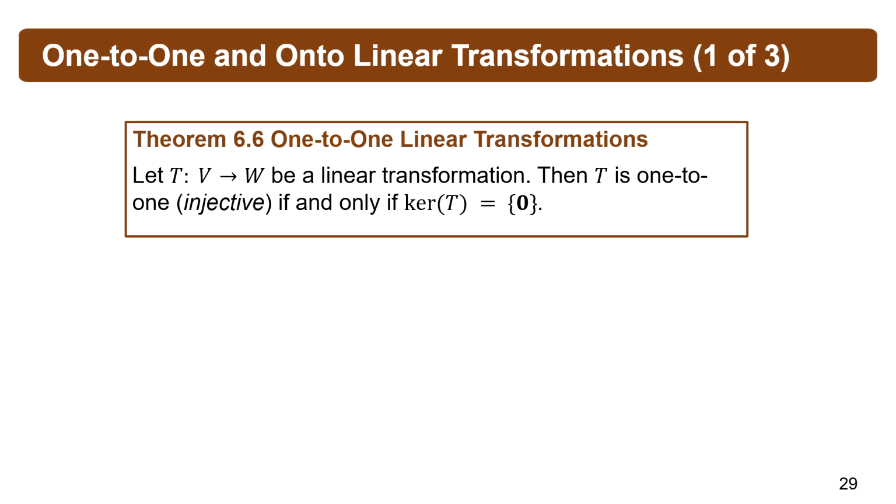Let T: V → W be a linear transformation. Then T is one-to-one, which we call injective, if and only if the kernel is zero. So it's a definition, no? If the kernel of the transformation is zero, then it is one-to-one. Okay?